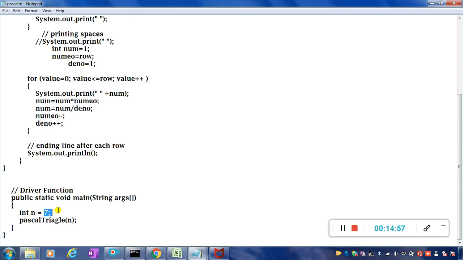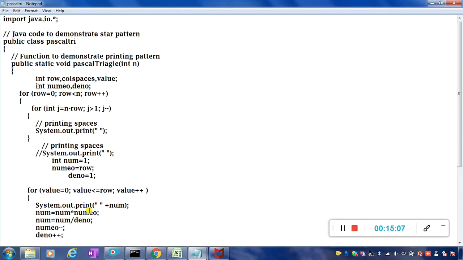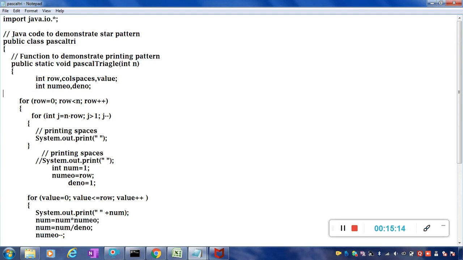which tells how many rows you want. Here the number of rows mentioned is 7. So I want to print a Pascal triangle for 7 rows. Now these are certain variables which have been declared over here, which will be used in the program.